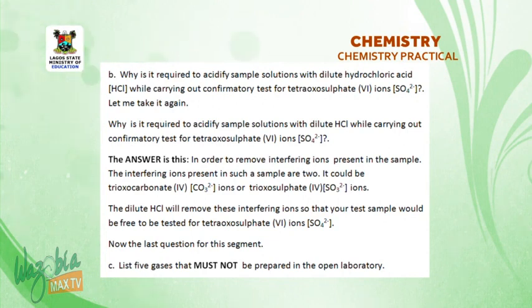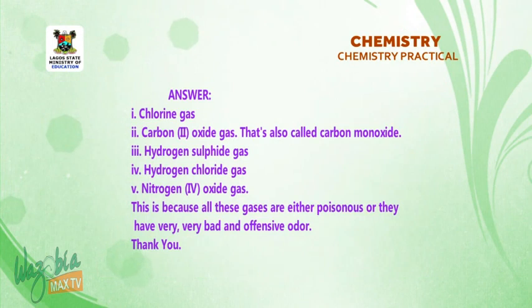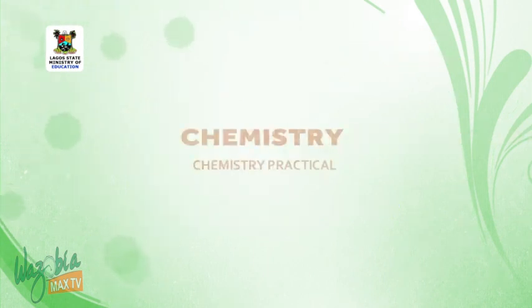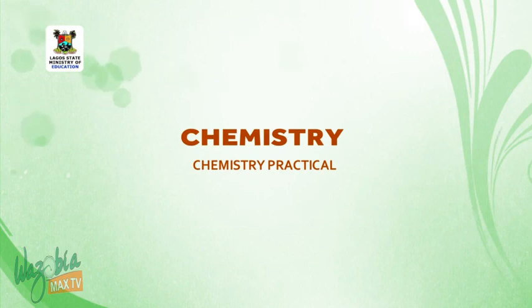Now, the last question for this segment, list 5 gases that must not be prepared in the open laboratory. 1, chlorine gas. 2, carbon 2 oxide gas, that's also called carbon monoxide. 3, hydrogen sulfide gas. 4, hydrogen chloride gas. And 5, nitrogen 4 oxide gas. This is because all these gases are either poisonous or they have very, very bad and offensive odor.